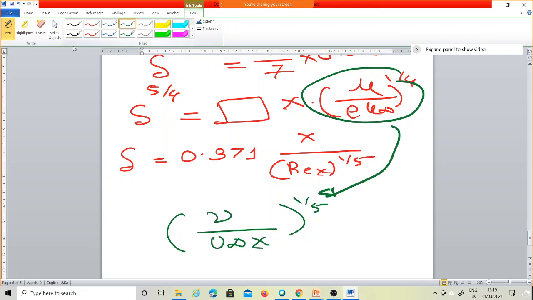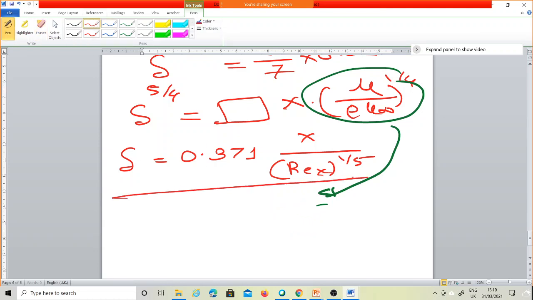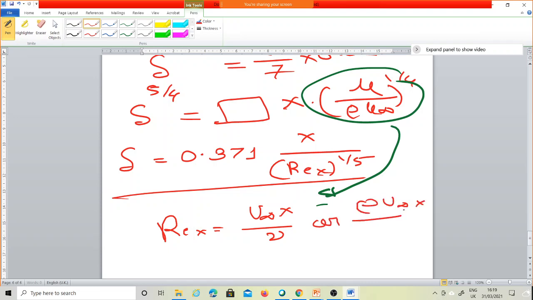So this part is for you. How to get this one? You try to derive it. In short, at last you will get this one. These are the algebra. So this is the way we can get it, and you know that the Re x in this case is u infinity x by nu, or you can also write rho u infinity x by mu. You already know that. Okay, so that's how we derive the delta.